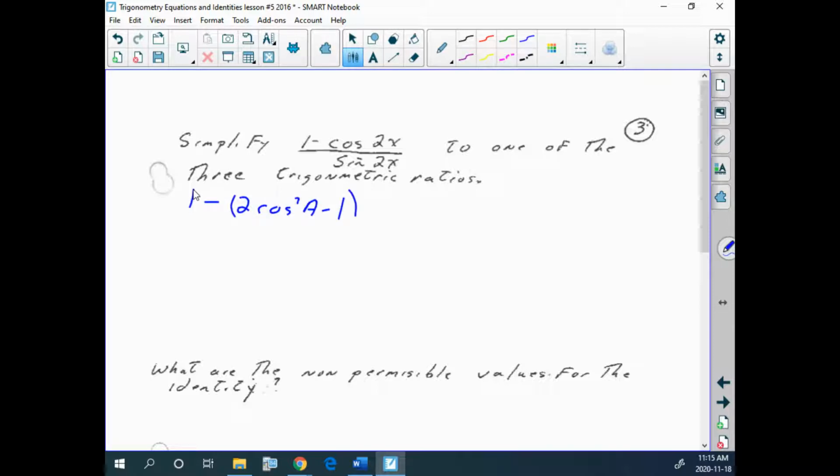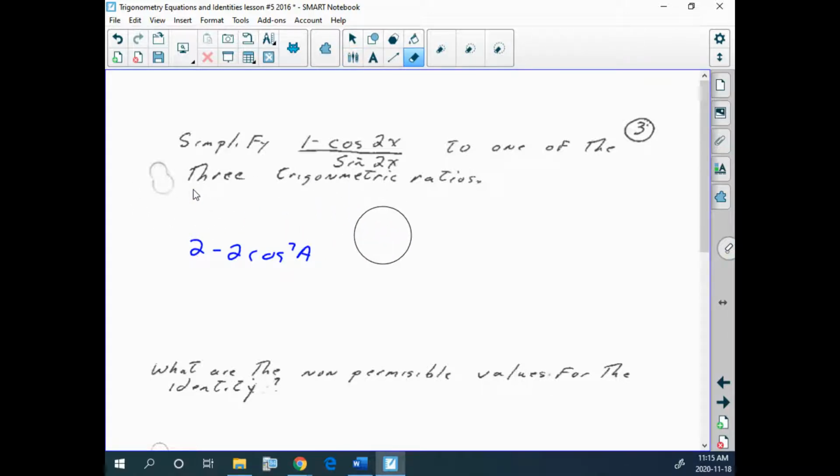Now what happens here? 1 minus negative 1, now I have 2. So that would reduce down to 2 minus 2 cos squared A. It didn't work. I want to get rid of that 1. Now, you could have done that, and that does lead you down a pathway that works. The other one really doesn't. The cos squared A minus sine squared A doesn't really lead you a pathway that works.